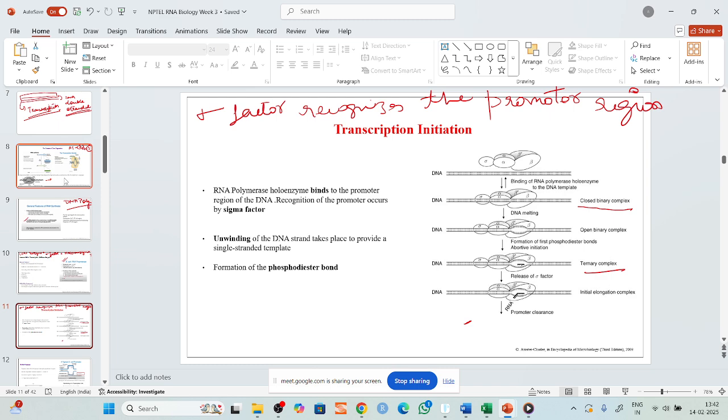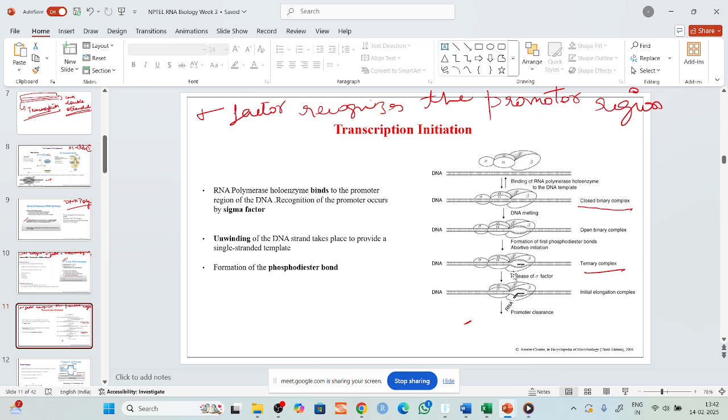Then we come to the initiation of transcription, how transcription is initiated. So first your RNA polymerase comes and binds to the DNA. It is a closed binary complex. Why is it binary? Because RNA polymerase and DNA, only 2 things are there. Then this closed binary complex is converted into an open binary complex when DNA gets melted locally. And after that, your first phosphodiester bond forms and it becomes a ternary complex.